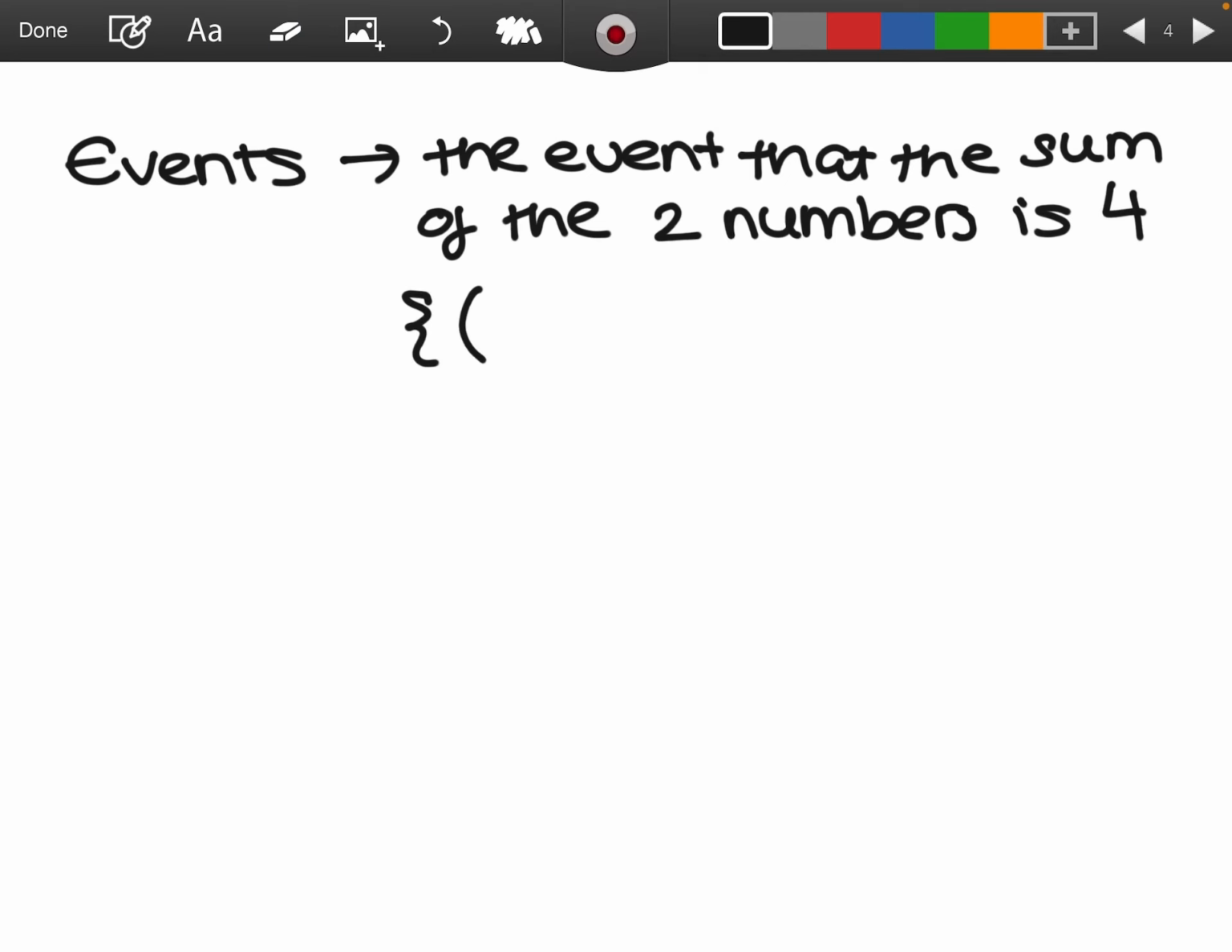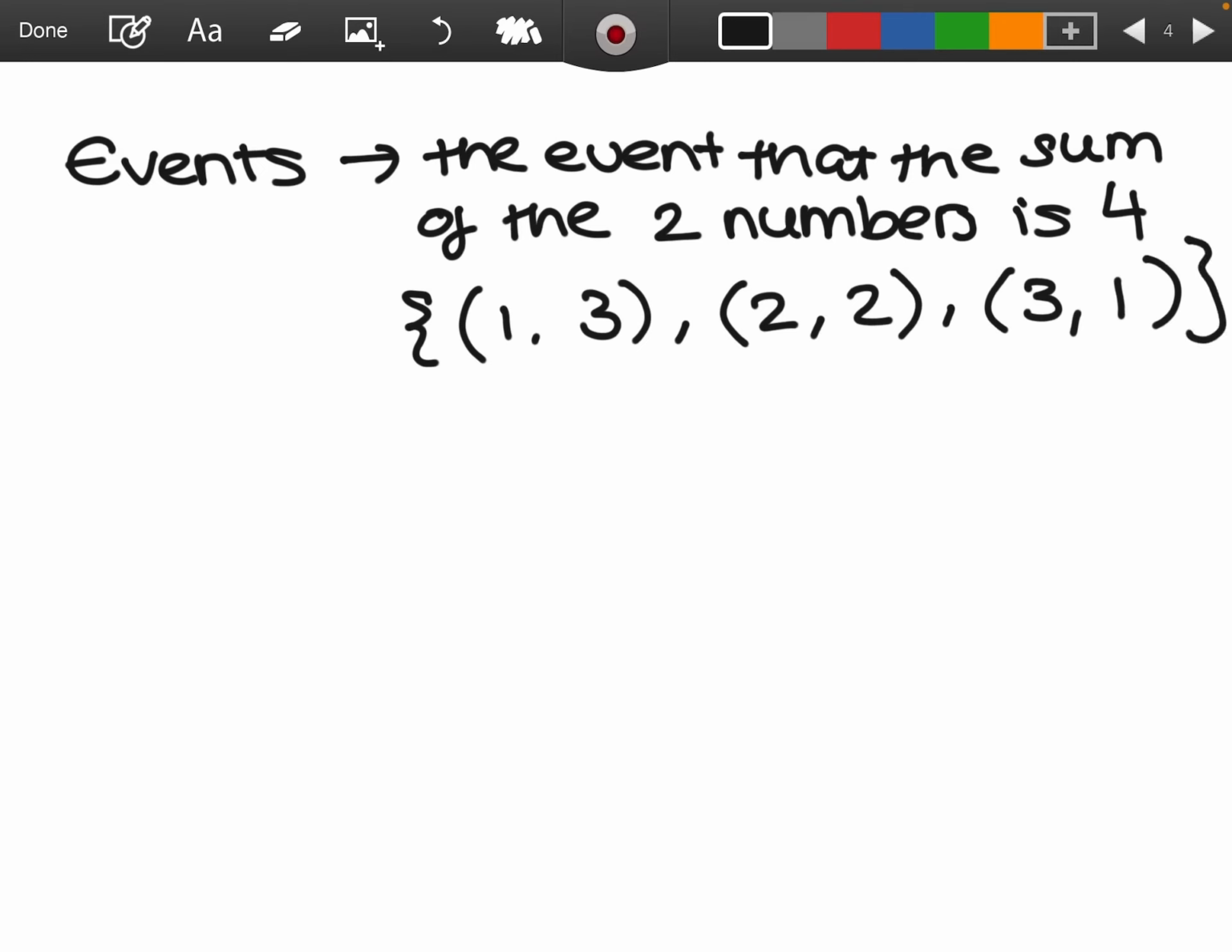Out of my 36 different elements in my sample space, which ones give me a sum of 4 when you add those 2 numbers together? So I can have 1 and 3, where I got 1 on my first die, 3 on my second. I can have 2 and 2. And I can have 3 on my first and 1 on my second. That's all possibilities. So this particular event only has 3 different outcomes in it, but again, it's still a subset of my sample space.